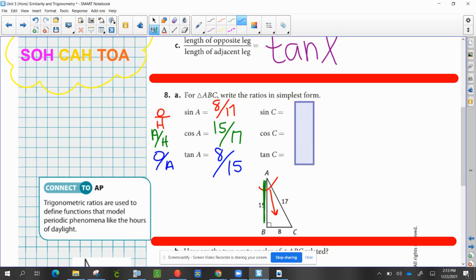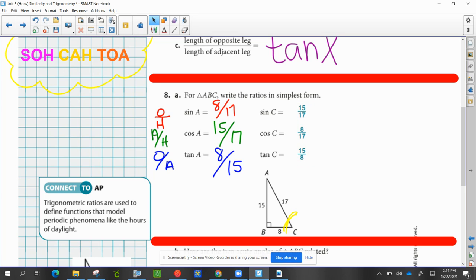So do the exact same thing for angle C. Okay, so look at angle C here. Find its sine, cosine, and tangent ratio. Okay, if you did everything right, you should have had these 3 fractions.